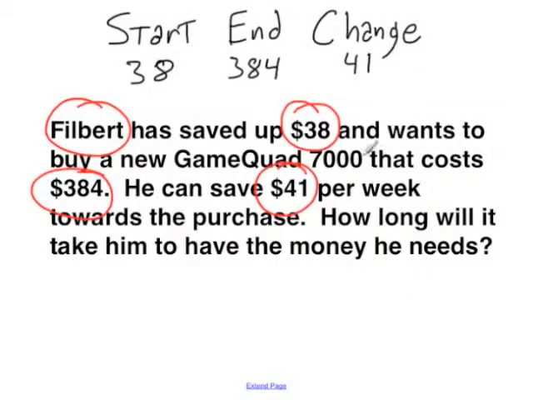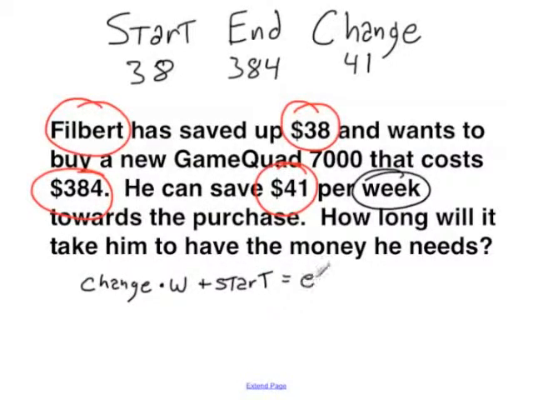So we can set up an equation that looks like this. We take our change times some variable that kind of matches the problem. In this case, we're measuring in weeks, so we'll use W, plus our starting value needs to equal our ending value. So for this particular context, our change is 41W, plus our starting value of 38 needs to equal our ending value of 384.